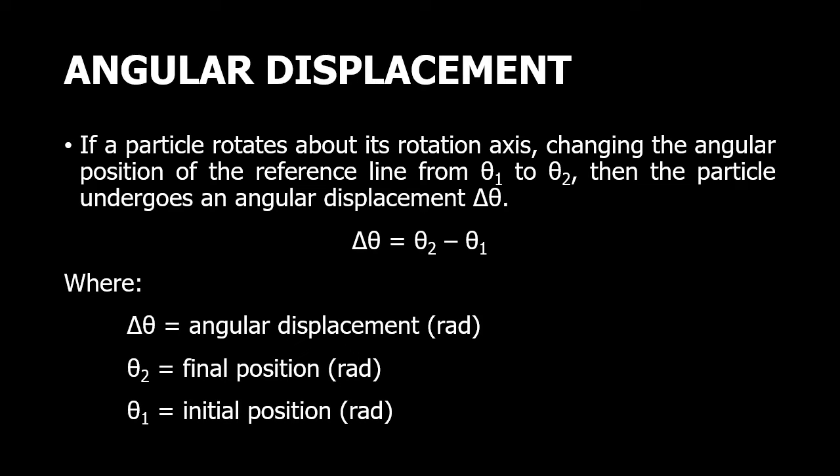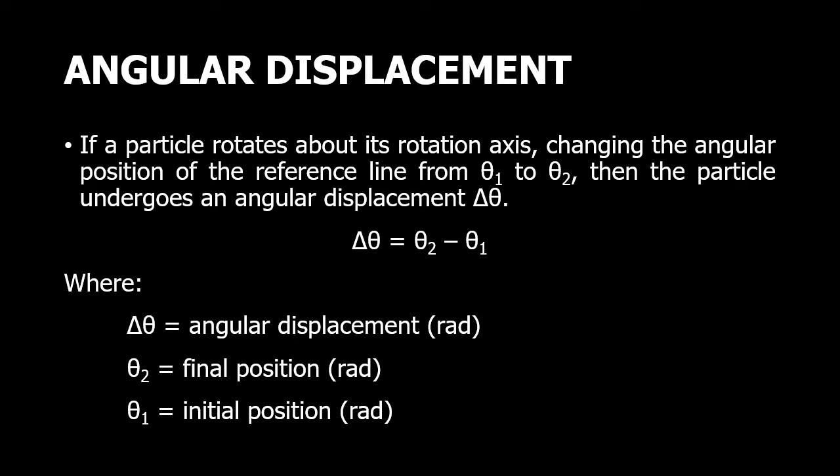Now, let's proceed to the rotational variables. If a particle rotates about its rotation axis, changing the angular position of the reference line from theta 1 to theta 2, then the particle undergoes an angular displacement denoted by delta theta. Sa madaling sabi, angular displacement just refers to a particle's change in angular position. For example, gumalaw yung isang object since umiikot siya. Gumalaw siya from point 1 or theta 1 to theta 2, and you take the difference between those two values, you now have your angular displacement.